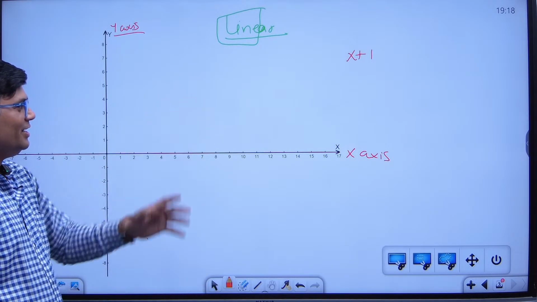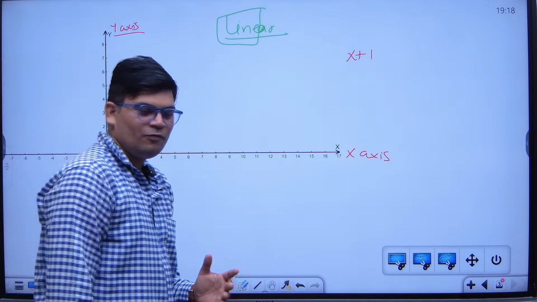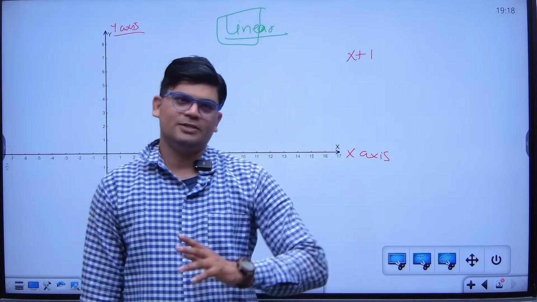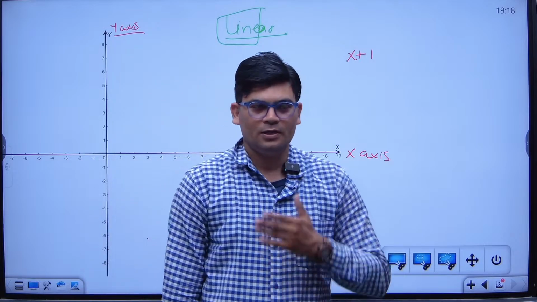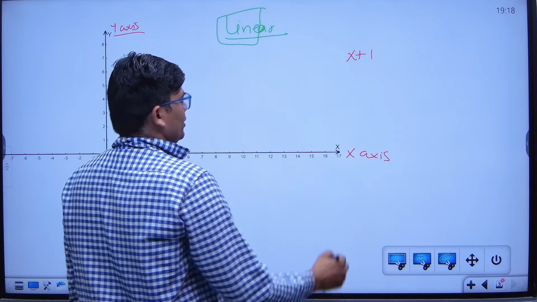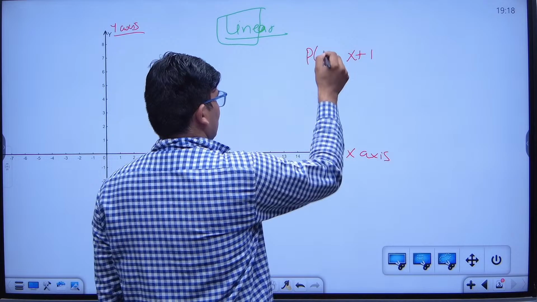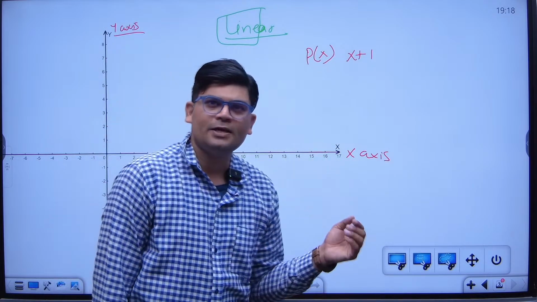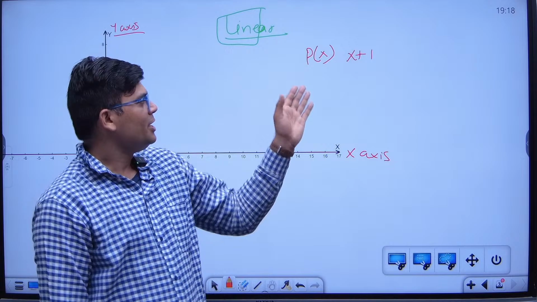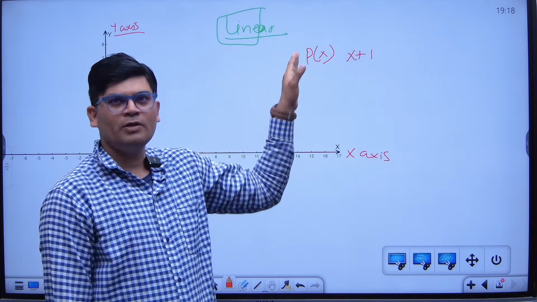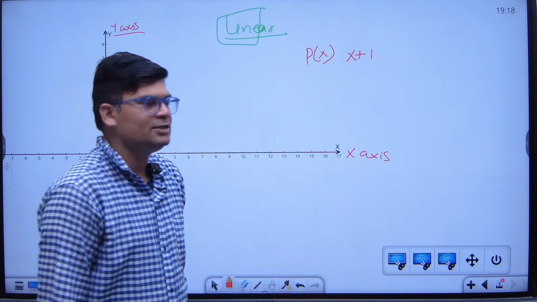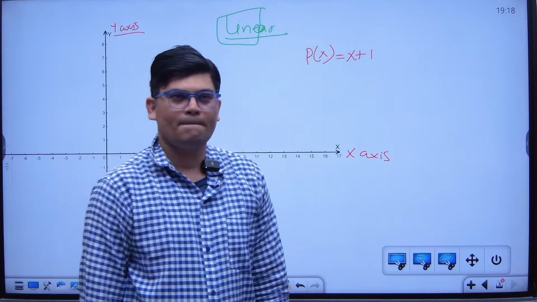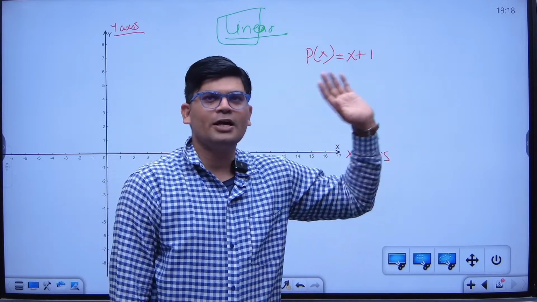So we have taken x plus 1. Now x plus 1 is what? It is a polynomial. Now if it is a polynomial, we have to name it. So we will name it as p of x. P is simply a name, and we are saying p of x means polynomial in x. It is equal to x plus 1. Okay, let us draw the graph of this.